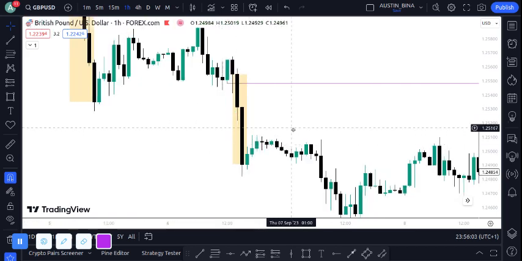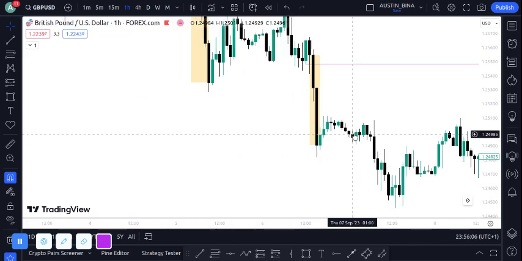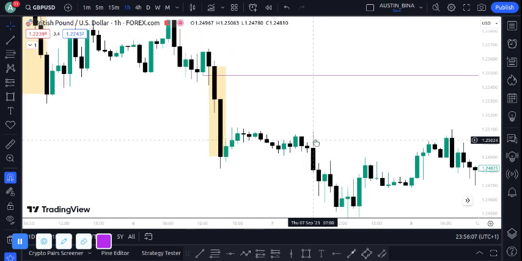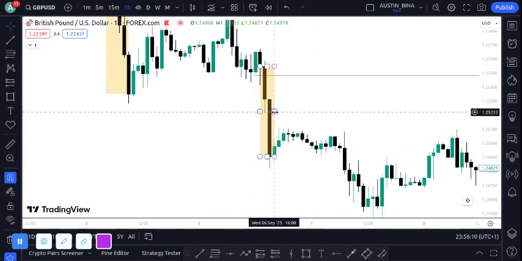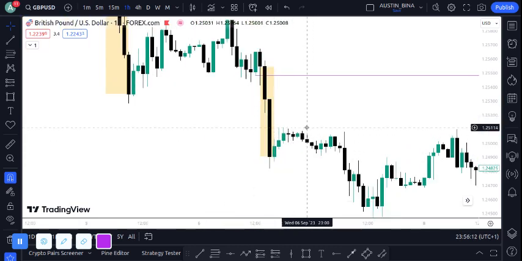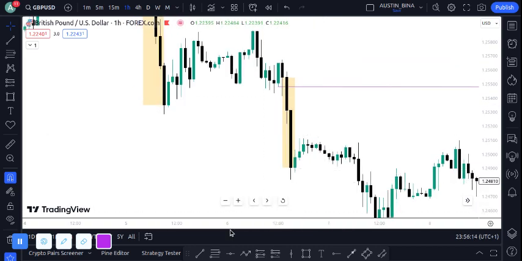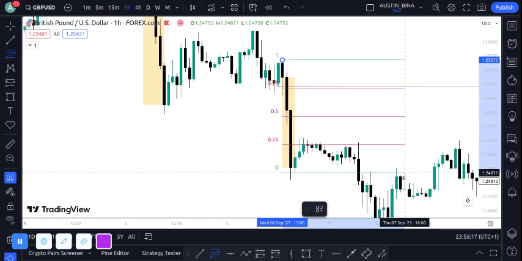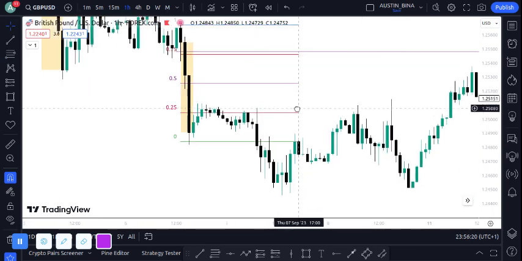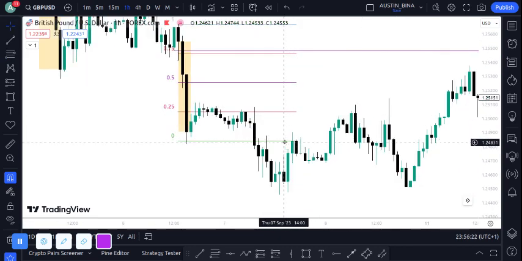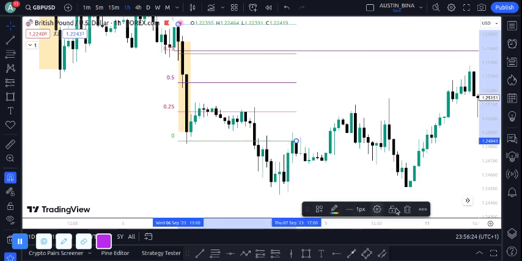It depends on how you take your entries, right? But if you want to know how I take my entries, make sure you check the playlist. You are going to see my entry model. In this case, it did not reprice up to 50%, so you would probably have missed this kind of entry. But it's fine. You don't have to catch all the moves in the market, guys.